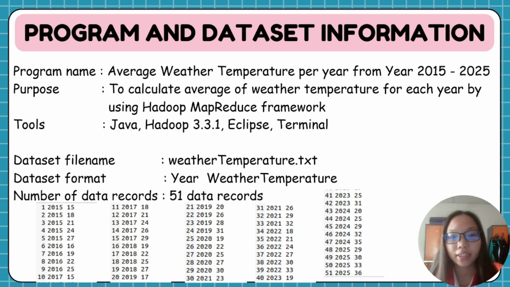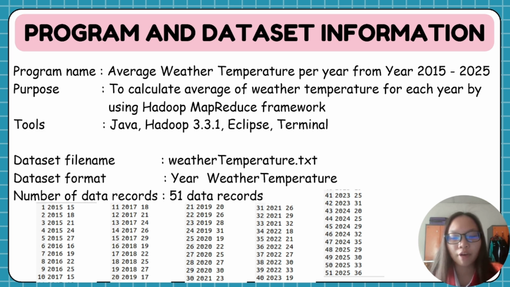Next, program and dataset information. The MapReduce program for this project is average weather temperature per year from 2015 until 2025. The purpose is to calculate the average weather temperature for each year by using a MapReduce framework. The tools that I use are Java, Hadoop 3.3.1, Eclipse for writing the Java code, and the terminal to execute and show the output.